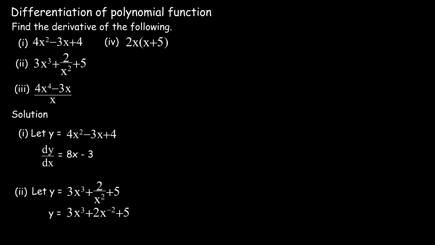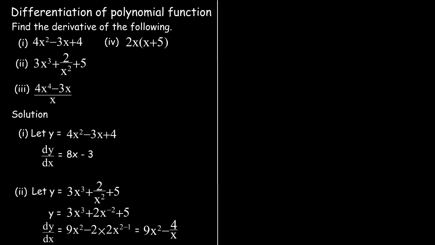Now differentiating each component separately, if we differentiate 3x to the power of 3, it becomes 9x squared, minus, when we differentiate 2x to the power of minus 2, it becomes minus 4 times x to the power of minus 1. Therefore, it will be equal to 9x squared minus 4 over x. So our dy over dx is equal to 9x squared minus 4 over x.